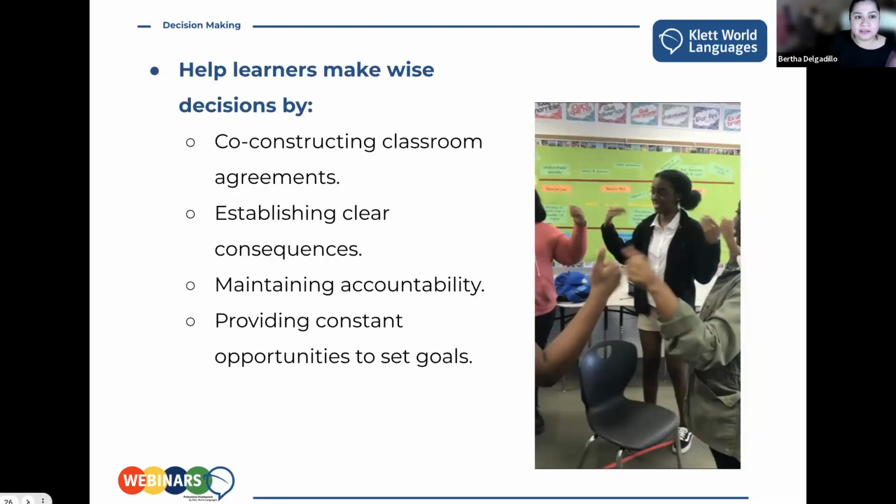And when it comes to decision making, we want to help the learners make wise decisions by co-constructing classroom agreements, as I mentioned, by establishing clear consequences, and by maintaining that accountability. As I mentioned about the cell phones and how the students can use, when they can use the cell phones, and when is it not okay to use a cell phone.